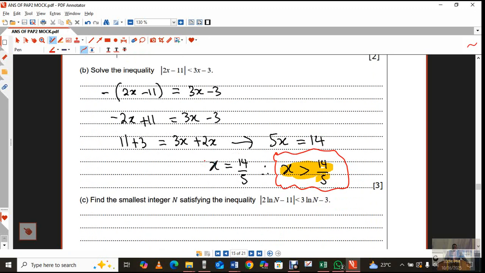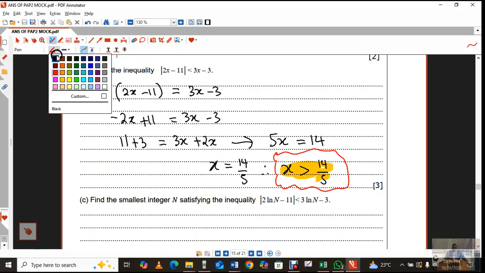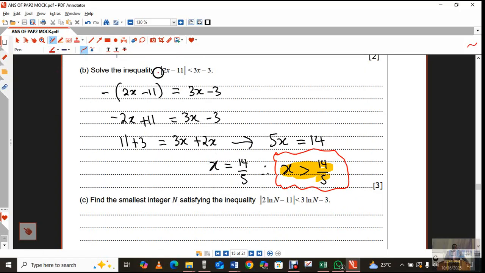I want you to see similarities, and you have to come to a realization of something. So I'm going to write down this over here. That becomes 2x minus 11 is less than 3x minus 3. What do you realize? You realize that the natural log of n is equal to x. That's what I want you to realize there.